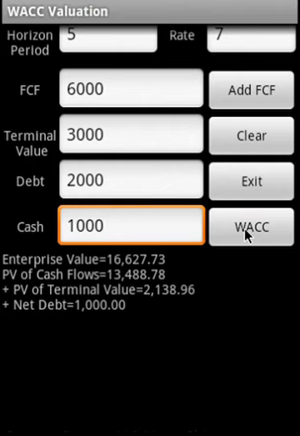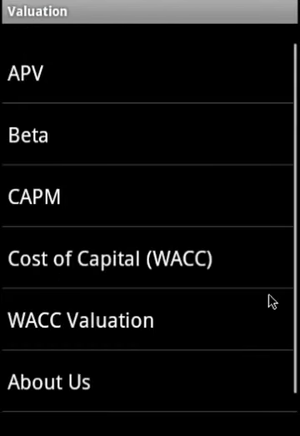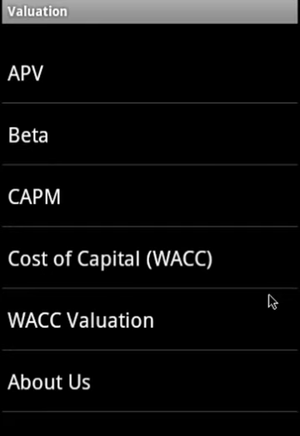Enterprise value, present value of cash flow, present value of terminal value, and net debt. With this, I pretty much covered the valuation. We went over APV, beta, CAPM, WACC valuation. Thank you very much.